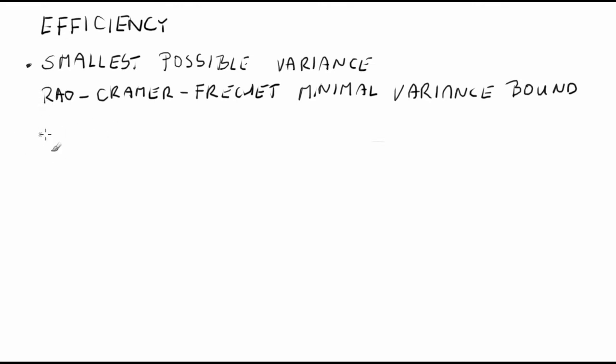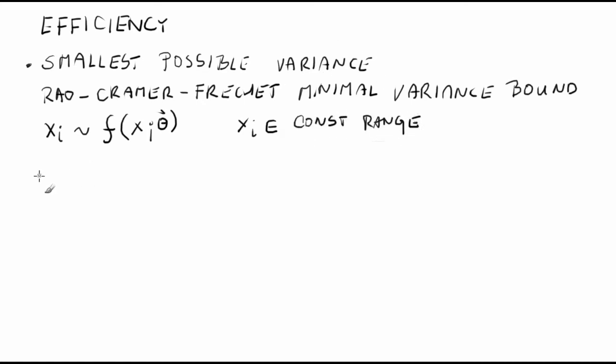Let xi be a set of equally distributed random variables. Xi is distributed according to f of x with parameter theta vector. And let's assume that the allowed range for xi doesn't depend on the parameter theta vector. Then the variance of any consistent and unbiased estimator is always greater or equal to the inverse of the Fisher information matrix. Variance of theta hat is greater or equal to the inverse of I of theta.